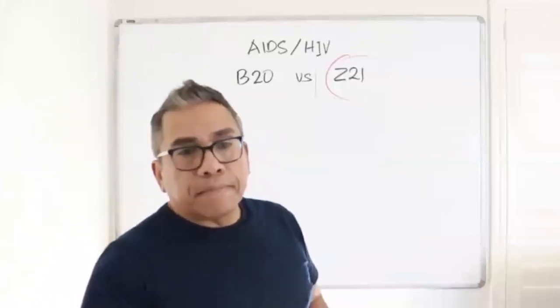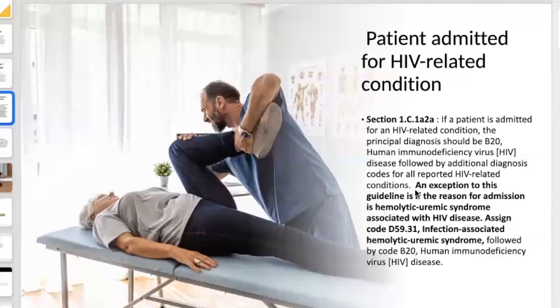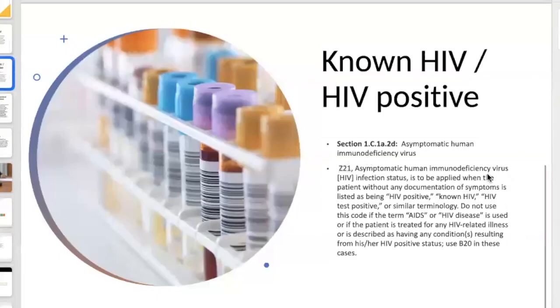Okay. Now, there is a follow-up instruction here saying, do not use this code, the Z21. This is in reference to this statement right here: do not use this code if the term AIDS or HIV disease is used, or if the patient is treated for any HIV-related illness. So HIV disease and AIDS mean the same thing in terms of the coding language here.